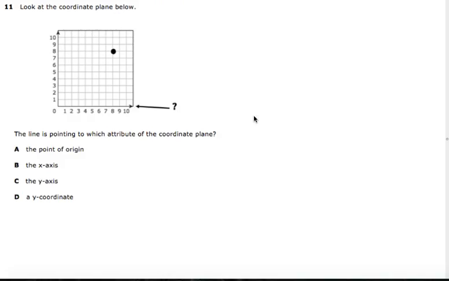Number 11. Look at the coordinate plane below. The line is pointing to which attribute of the coordinate plane? A. The point of origin, B. The x-axis, C. The y-axis, D. A y-coordinate.